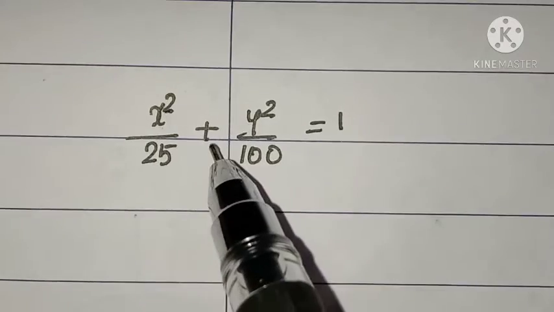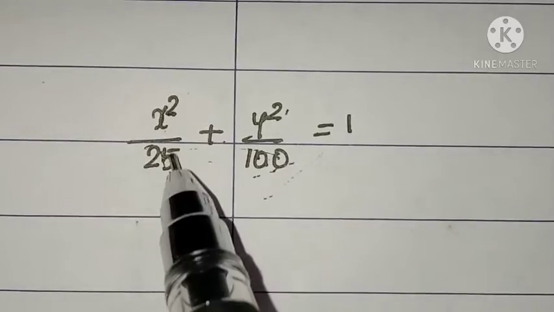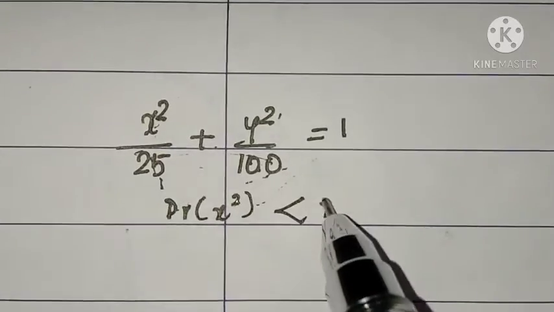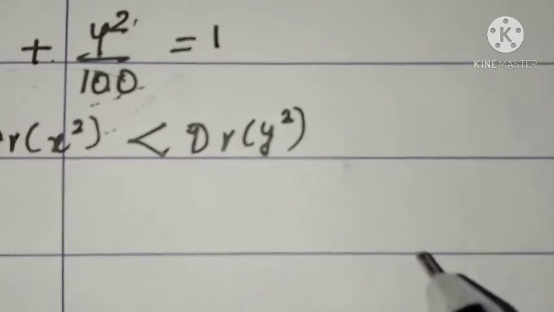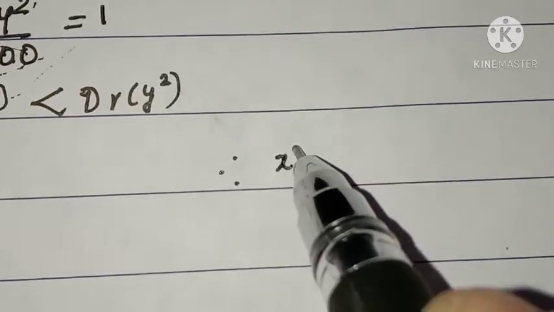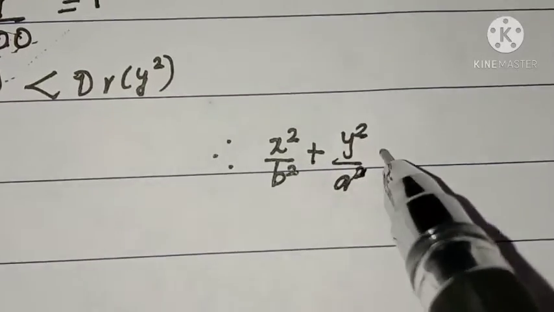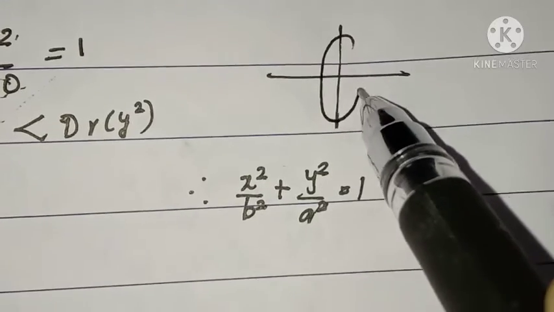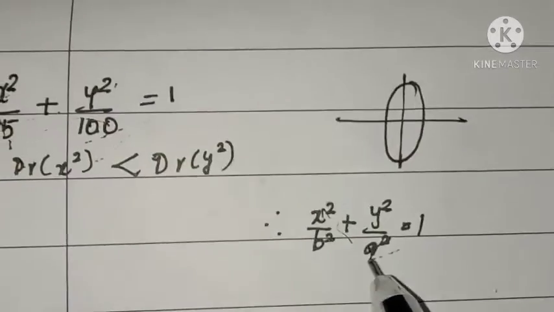Take x²/25 + y²/100 = 1. First we look at the denominators. Here the denominator of x² is less than the denominator of y². Therefore, the equation is of the form x²/b² + y²/a² = 1, because it is a vertical ellipse.